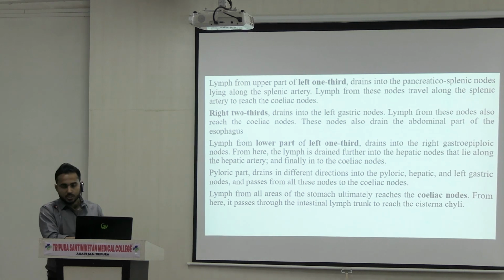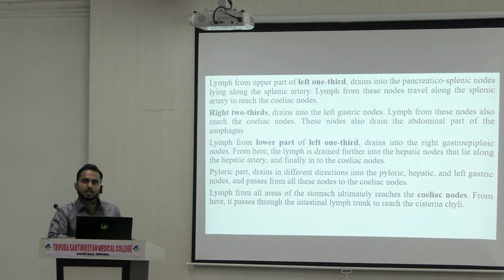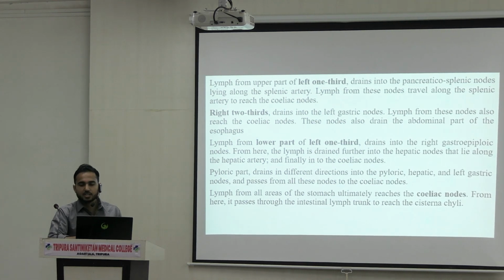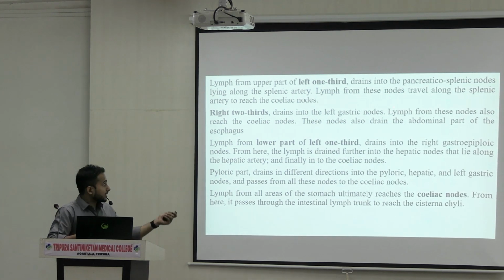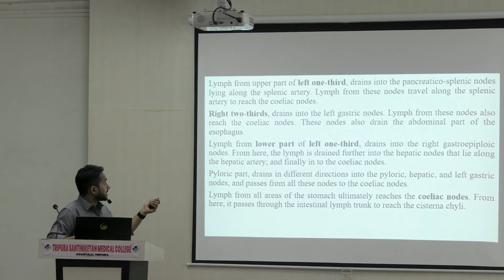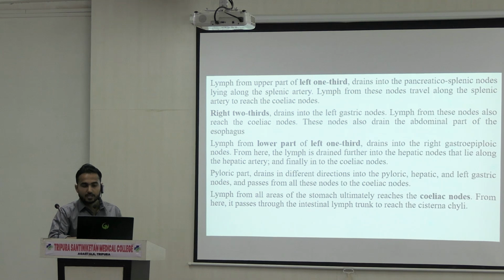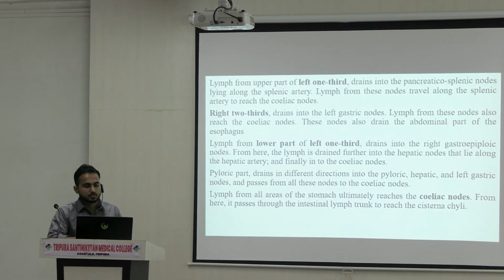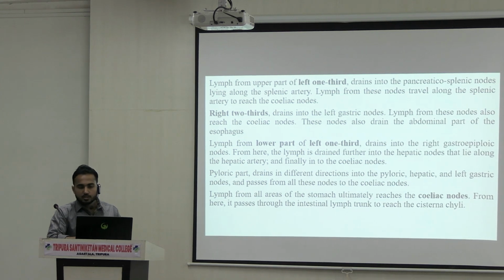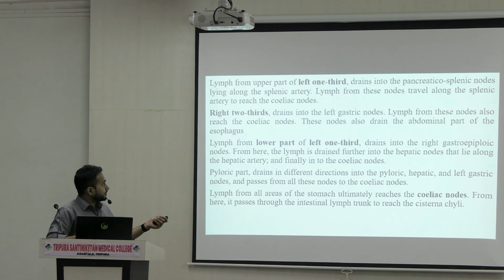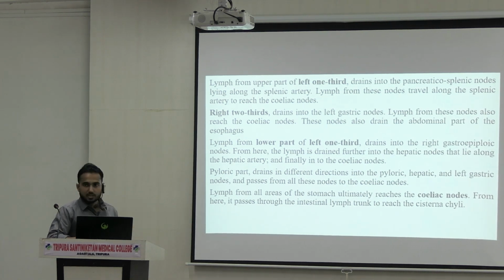First of all, the left 1/3 will drain into the pancreatico-splenic lymph nodes, which are situated along the splenic artery, and from there ultimately it will go to the celiac nodes. Next, the right 2/3 drains into the left gastric nodes, and lymph from those nodes will go to the celiac nodes.